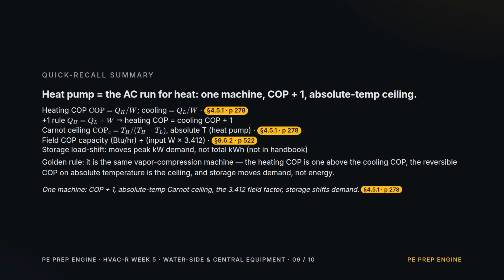Recap. A heat pump is the air conditioner run for heat. Heating COP is QH over W. Cooling is QL over W. And the heating value is exactly 1 higher. The reversible ceiling is TH over the temperature difference, on absolute temperature. The field COP divides by input watts times 3.412. And thermal storage is a load shift. It moves peak demand, not total energy. Same machine, 1 plus 1, absolute temperature ceiling.